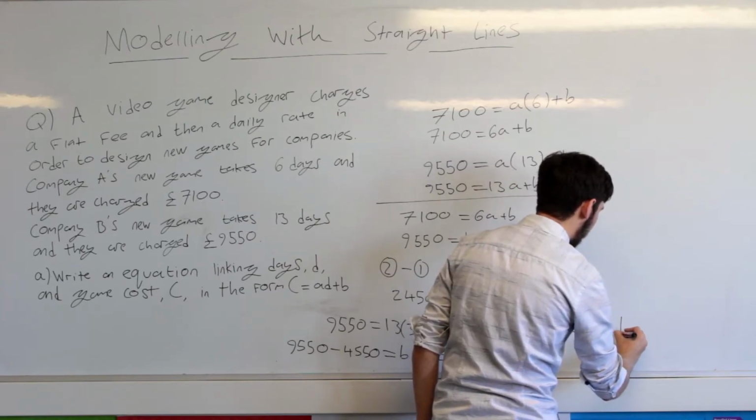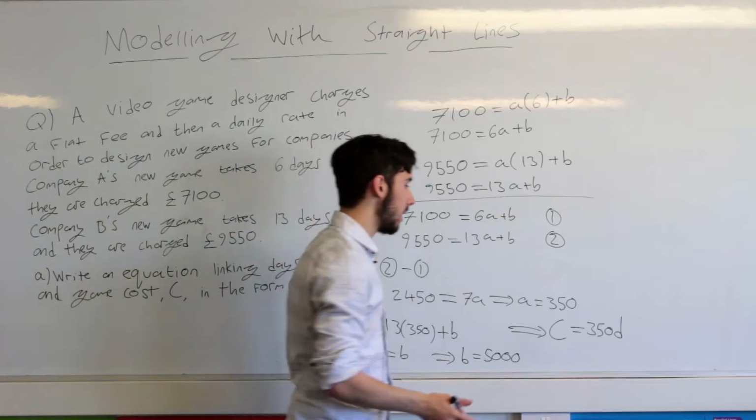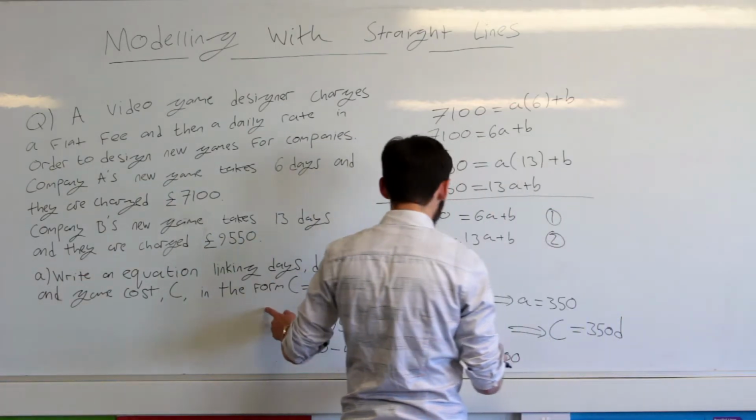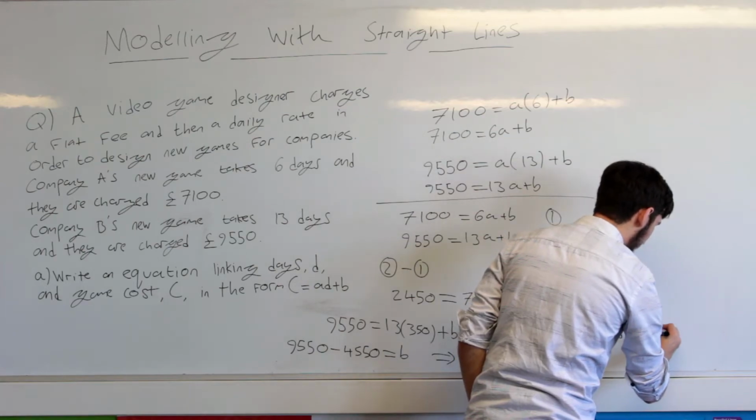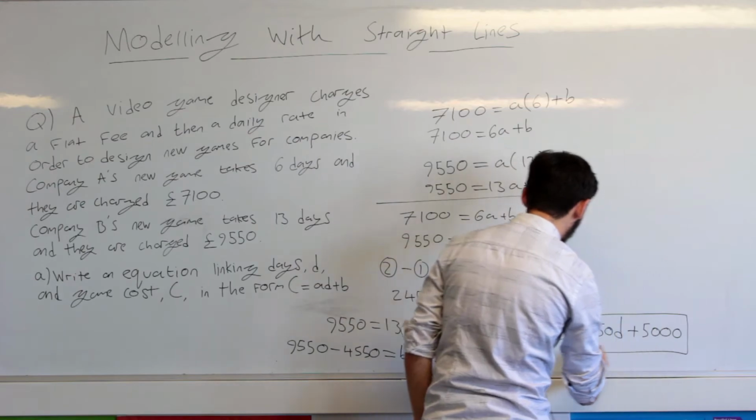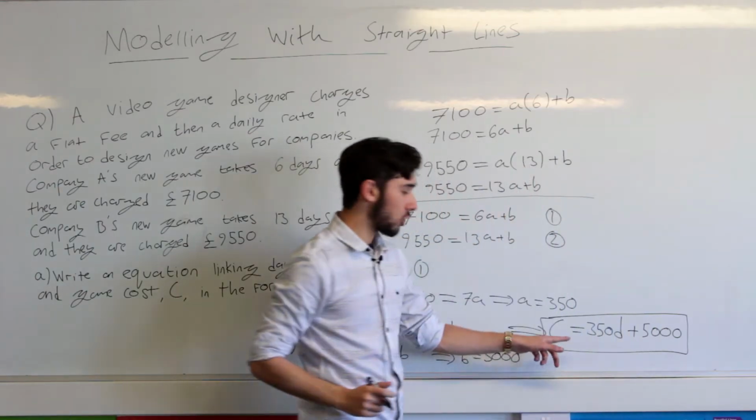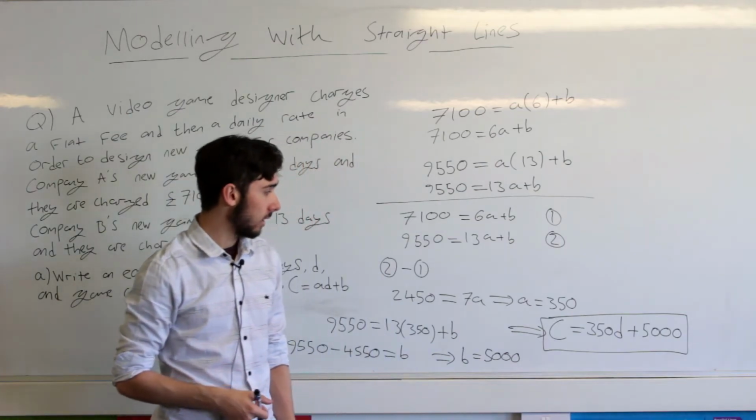D, again, that is part of the answer. That's basically our X equivalent. And then it's plus B, and B is 5,000. So plus 5,000, just like that. That is our equation for this, basically the charge that this game designer charges people, okay?